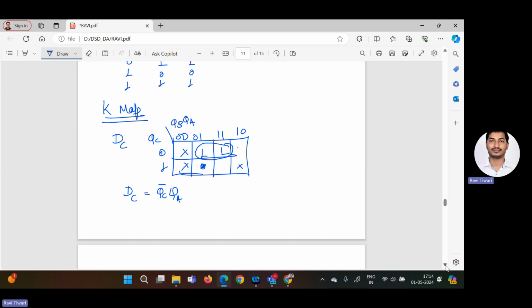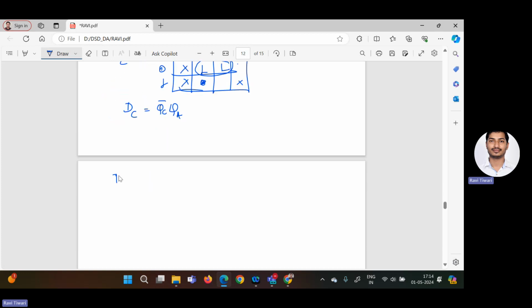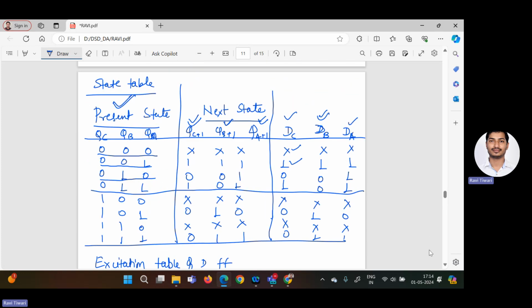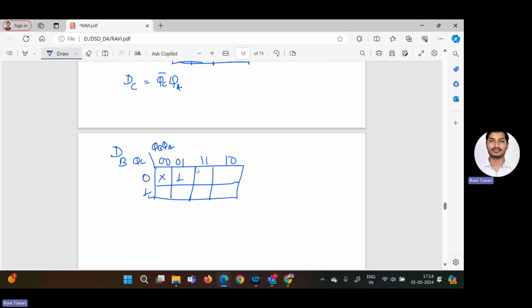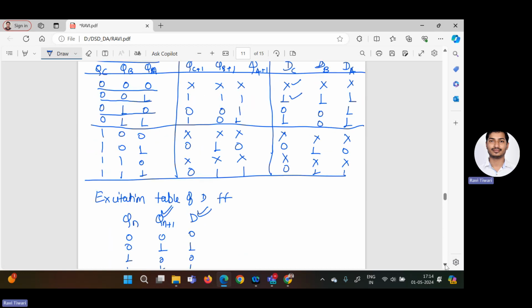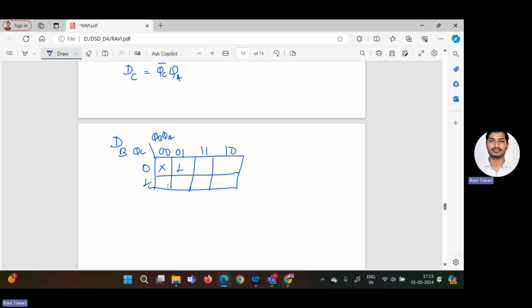Now we will see how to draw the K map for DB. In case of DB, again we have to draw the 3 variable K map like this. This side you take 0, 1, this side is 00, 01, 11, 10. This side you take QC, this side QB, QA. Now wherever your function DB is 1 or don't care, you fill the value here. Just don't care, 1, 0, 0. So don't care, 1, then 0, 0. Then don't care, 1, don't care, 1.